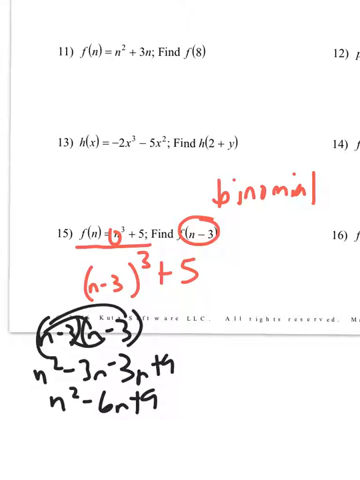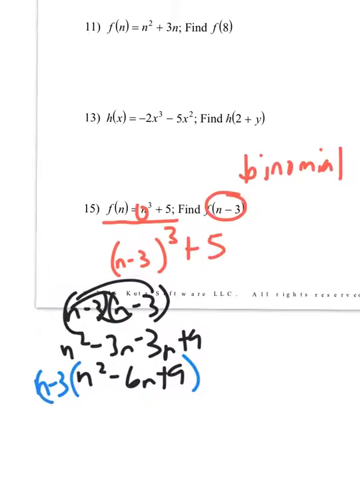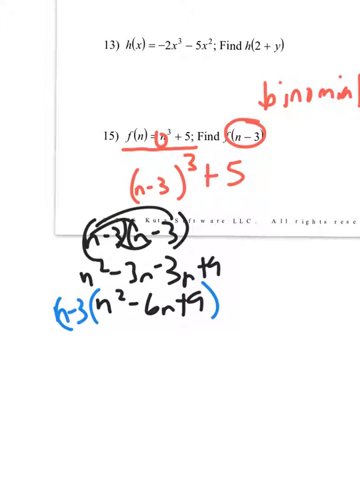But I need n minus 3 cubed. So now I need to take that result and multiply that by another n minus 3. Now let's move this over a little bit here for you. And so if I do that, I'm going to distribute my n to the trinomial. So it's n cubed minus 6n squared plus 9n. That's distributing the n to the trinomial.